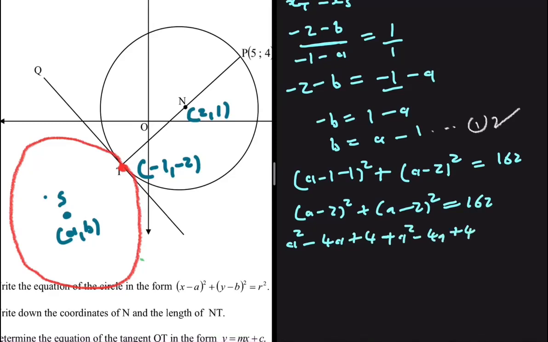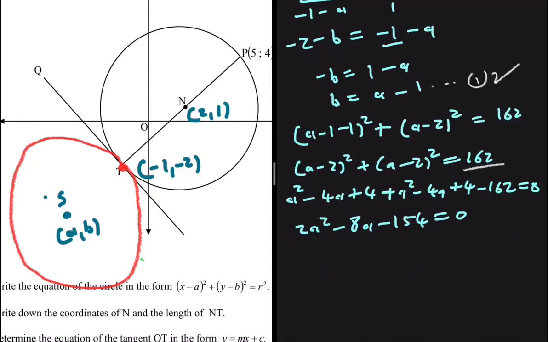If we take 162 to the left hand side, we're going to get minus 162 is equals to 0. So we're going to get 2a squared minus 8a minus 154 is equals to 0. We can take 2 as a common factor and get a squared minus 4a minus 77 is equals to 0. So now it's just a matter of factorizing this.